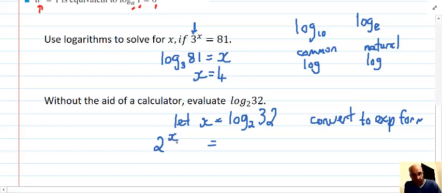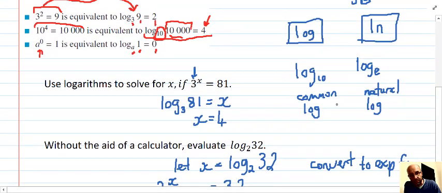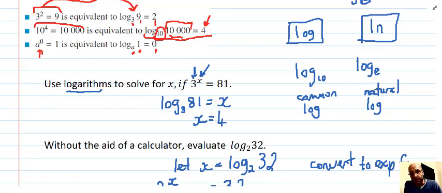2 to the power what? Well, 2 to the power x is 32. That's pretty easy. 2 to the power 5 equals 32. So x equals 5. It depends on the type of question. This one said without the aid of a calculator, evaluate the log, so you convert to exponential form. Whereas this one says use logs to solve that. You might be able to do it by inspection, so some people go 3 by 3 by 3 by 3, but it doesn't say that. It says use logs, so you convert it to log form and then use your calculator or software.